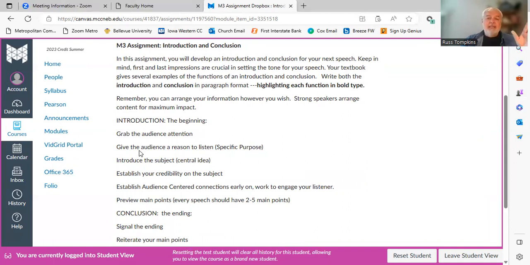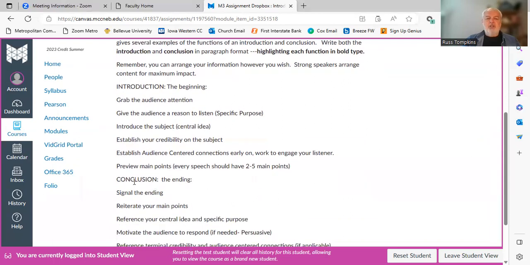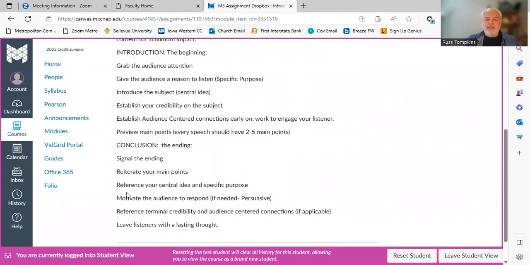This is my grabbing the audience's attention. This is my specific purpose, and so on in the speech. Then the conclusion, you do the same thing. You have these different labels that I want you to use in the conclusion, or put your conclusion next to or underneath these so that I can see that you understand what these are.